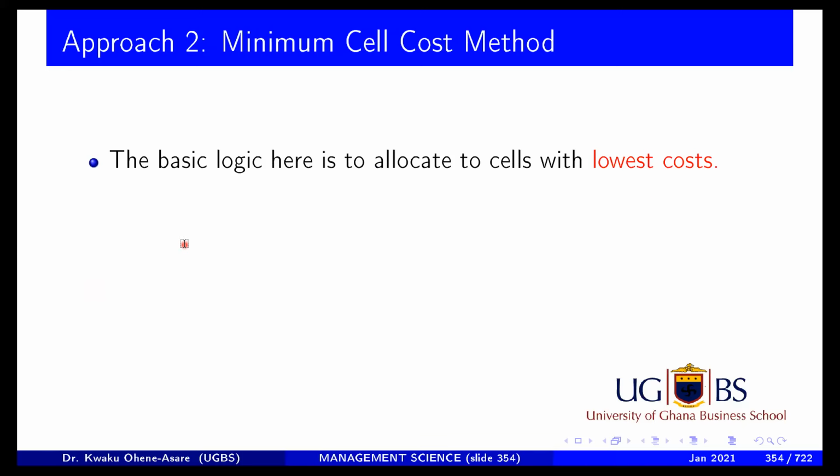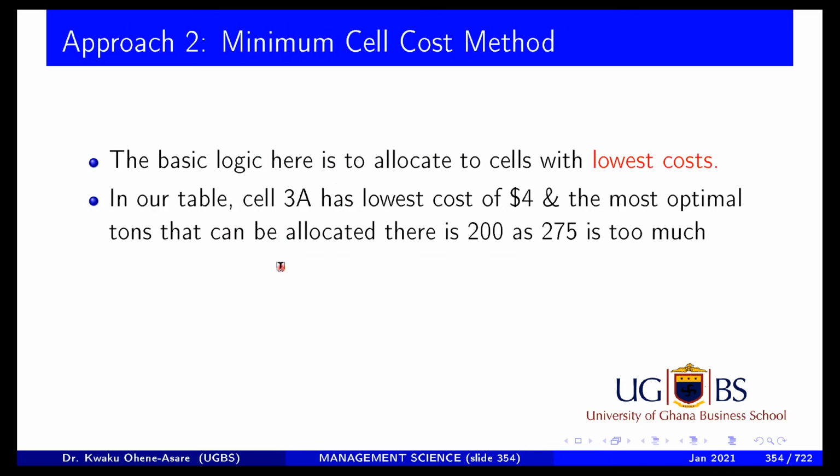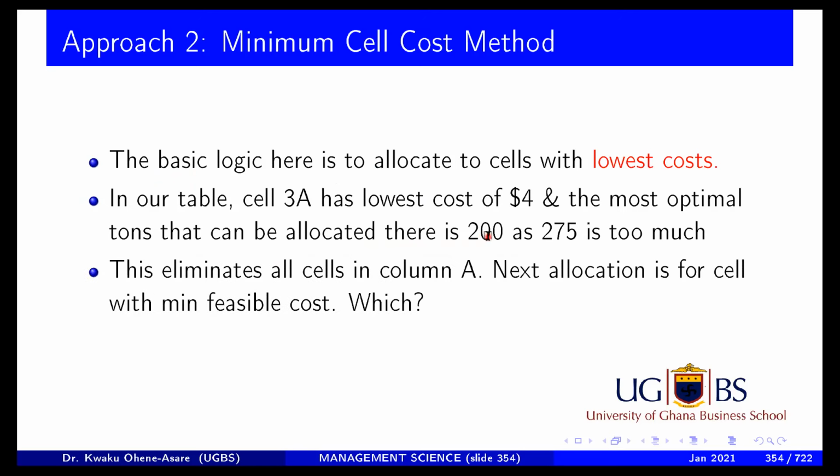And the most optimal tons, let's look at it. What is the total number of tons from this supply of 275 that can be supplied there, or can be demanded? There's no question that it can only accept 200. So you send 200 from here to there. So 200 can be demanded since the 275 will be too much. So that's the first thing you want to do.